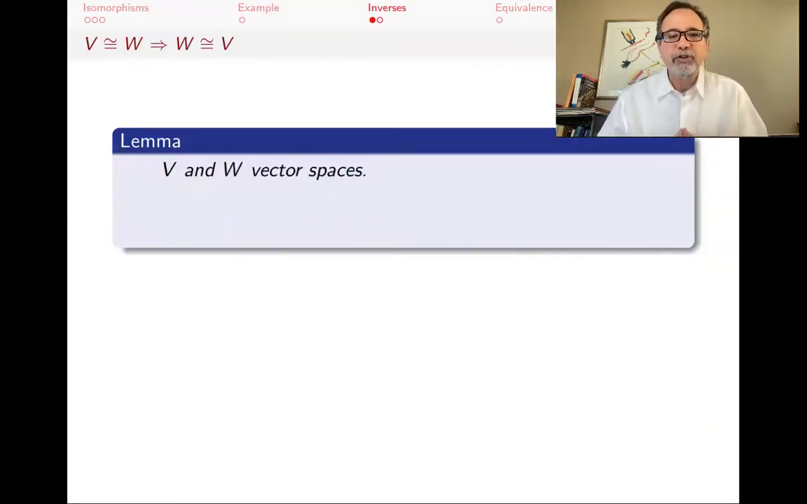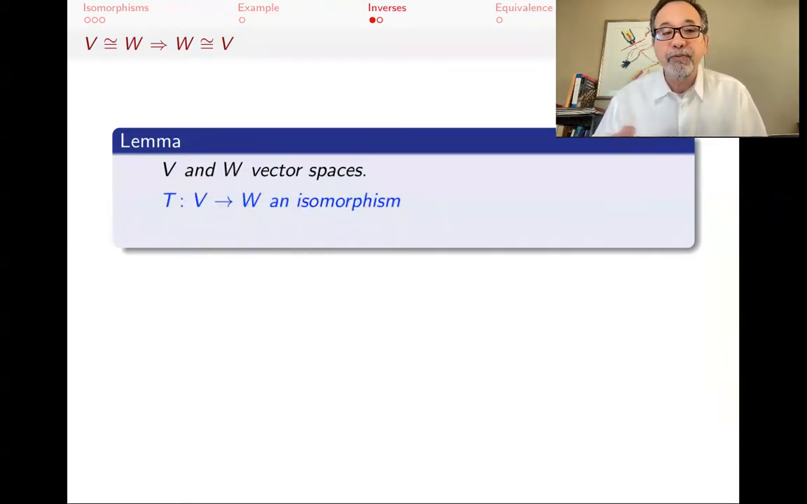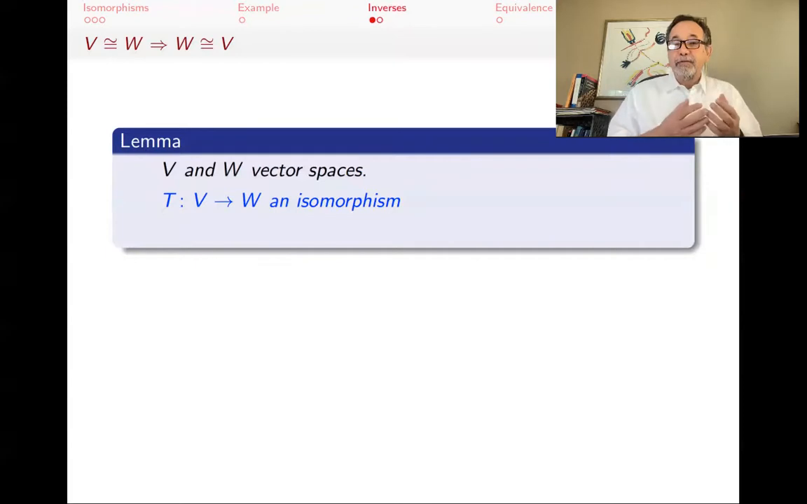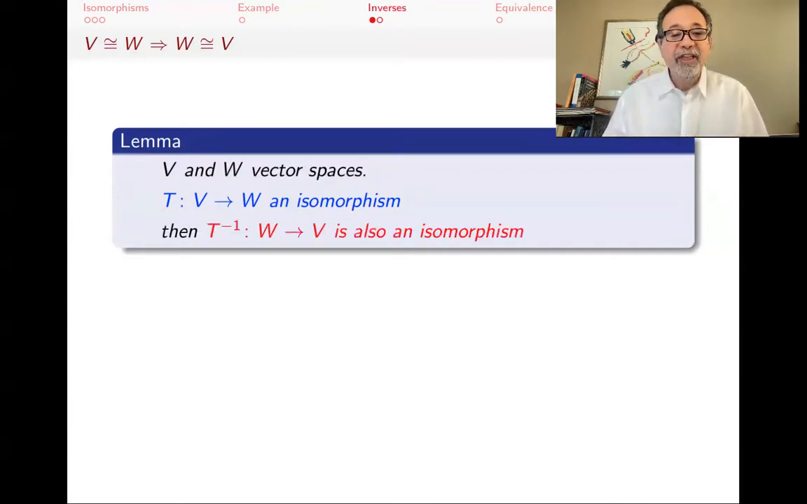Okay, all right. So now I want to show you some properties of isomorphisms. First of all, if V and W are vector spaces, isomorphism goes both ways. You can go back and forth. So if there is an isomorphism T from V to W, meaning V is isomorphic to W, then T inverse is also an isomorphism. T inverse is the inverse of T and goes from W to V. Now, not every map has an inverse, but isomorphisms always have an inverse.